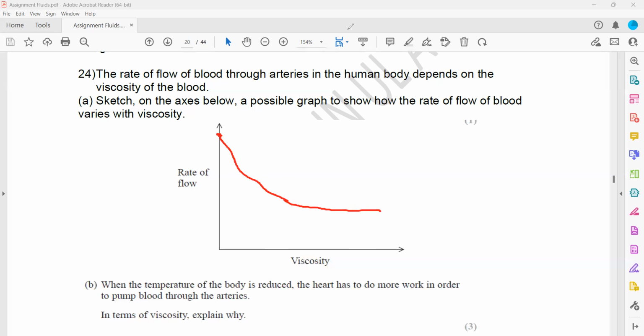Because you don't know whether it is a linear or a non-linear relation, both are acceptable. You don't have the equation for that, so it might be a non-linear relation, so it will be a curve, or it might be a linear relation, so it might be a straight line. Both are acceptable, showing that as the viscosity increases, the fluid becomes more viscous and the rate of flow decreases; it cannot flow easily.